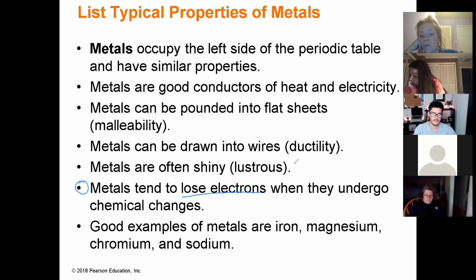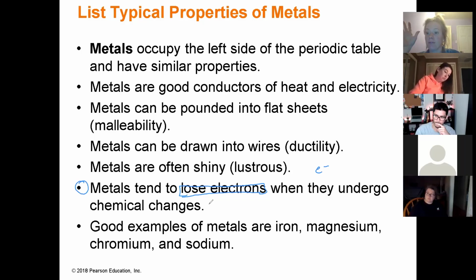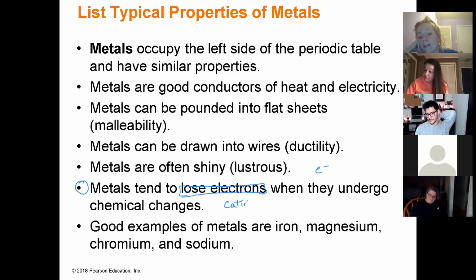If we lose electrons, what's the charge on an electron? Remember, an electron has a negative charge. So if I lose an electron, what happens to my overall charge? You kind of have to think of these electrons as negative people in your life, okay? Bad people. What happens when you get rid of negative people? You become more positive, right? So the overall atom, when it loses electrons, becomes positively charged, or it becomes what's called a cation, right?